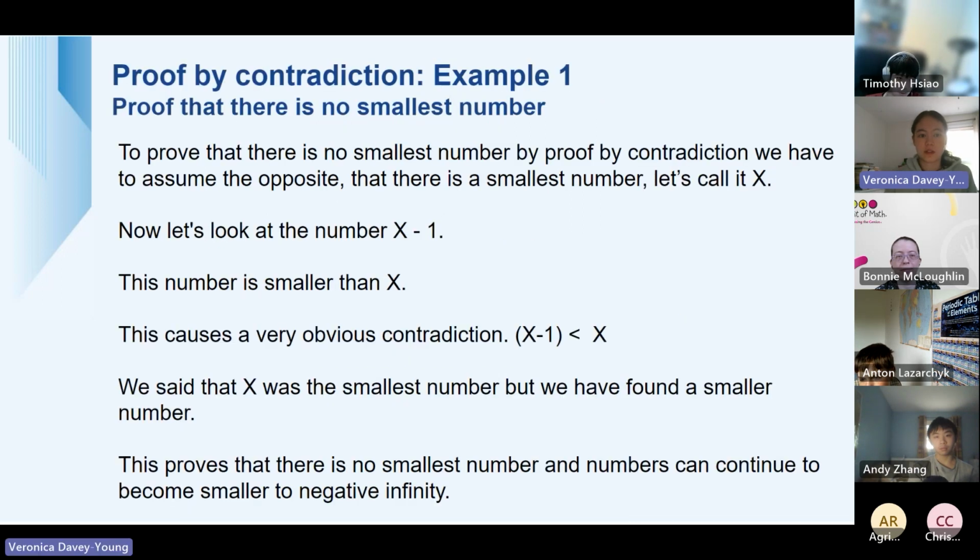So the first example is to prove that there is no smallest number. If you're trying to prove that there is no smallest number by proof by contradiction, we have to assume the opposite, that there is a smallest number, and let's call it x. Now let's look at the number x minus 1. This number is smaller than x. This causes a very obvious contradiction because x minus 1 is smaller than x, and we said that x was the smallest number, but we have found a smaller number. This proves that there is no smallest number and numbers continue to become smaller to negative infinity.